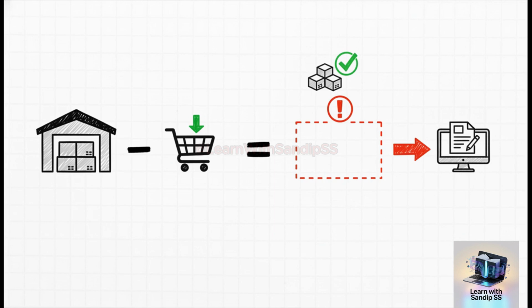If that final number is positive, hey, you're good, you've got enough. But if the result is negative, the system raises a red flag. It's found a shortage. And that shortage is the alarm bell, it's the trigger that tells the system it has to create a procurement proposal.